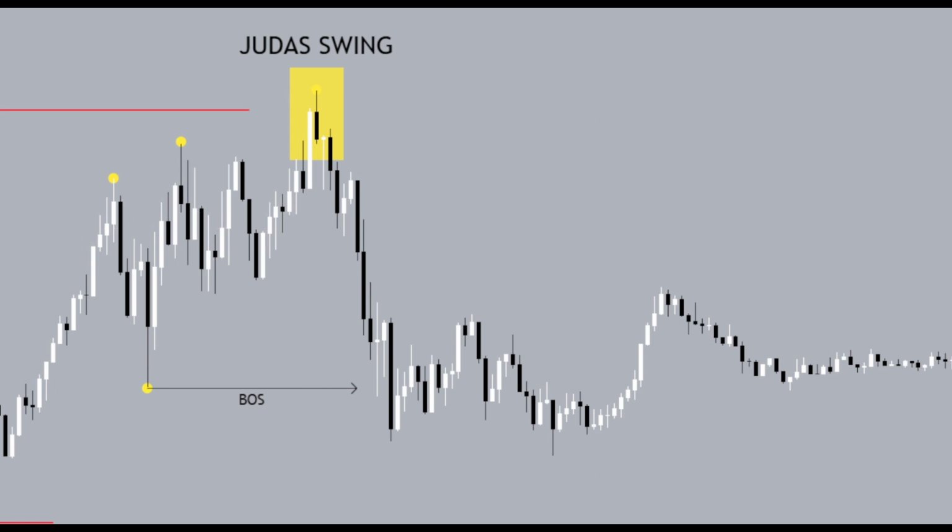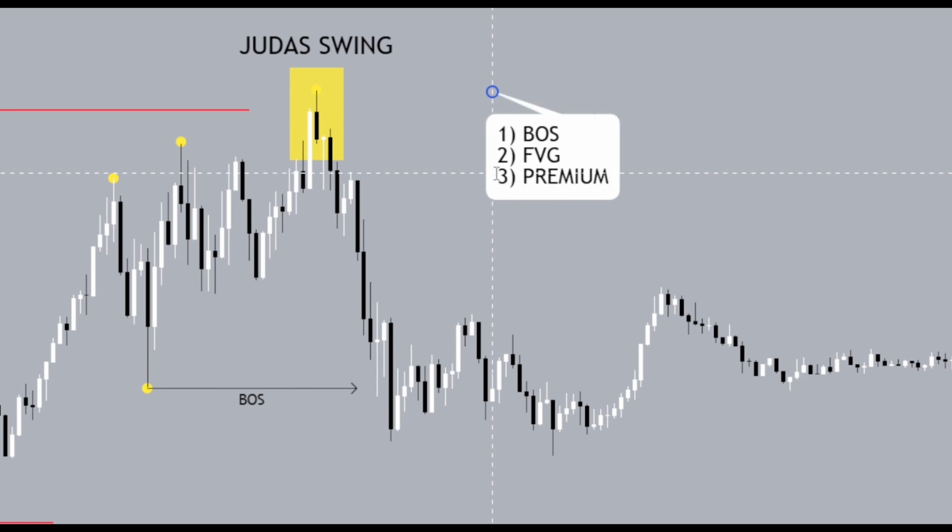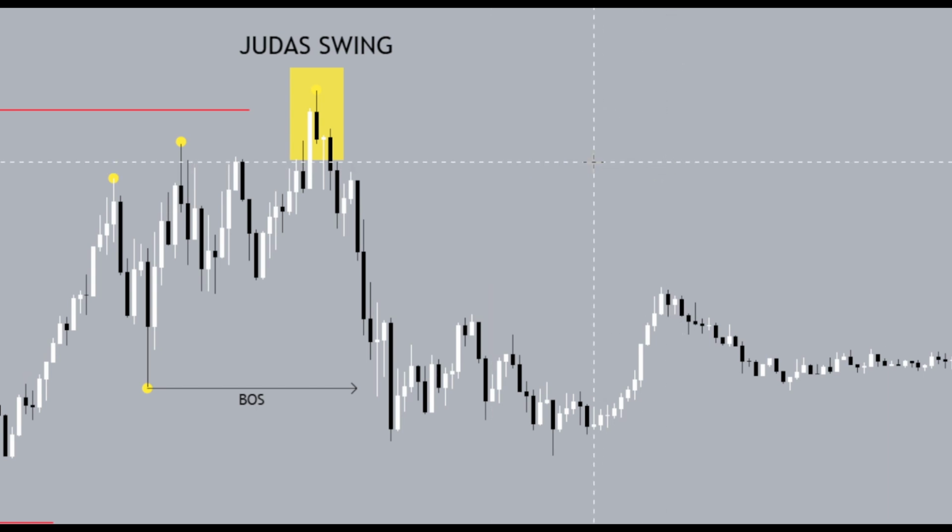So what makes an order block, right? Very quickly, the three things that make an order block: we have to see a break of structure, which we have over here. The next thing we want to see is a fair value gap. And the next thing is we want to see price in the premium of the most recent structural leg. So that sounds complex, so let's break it down. What is our most recent structural leg?